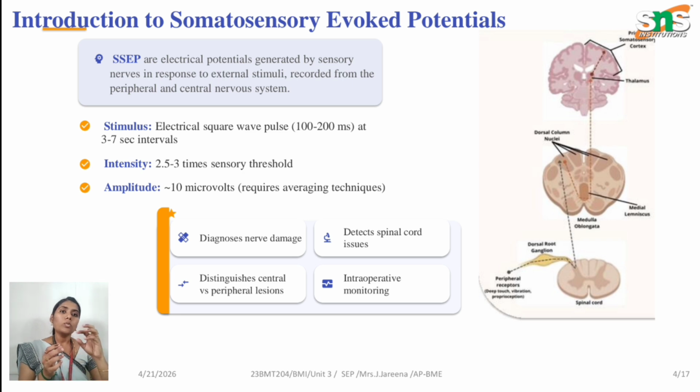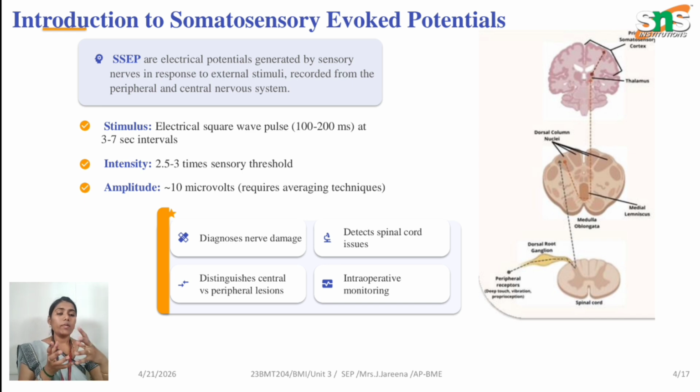areas. The basic definition of somatosensory evoked potential is that it is a technique used to record the electrical potential generated by sensory nerves in response to an external stimulus. Here it gives a very good assessment of your peripheral and central nervous system. The assessment of the central nervous system happens by giving some sort of external stimulus, and we are recording the action potential response according to that.